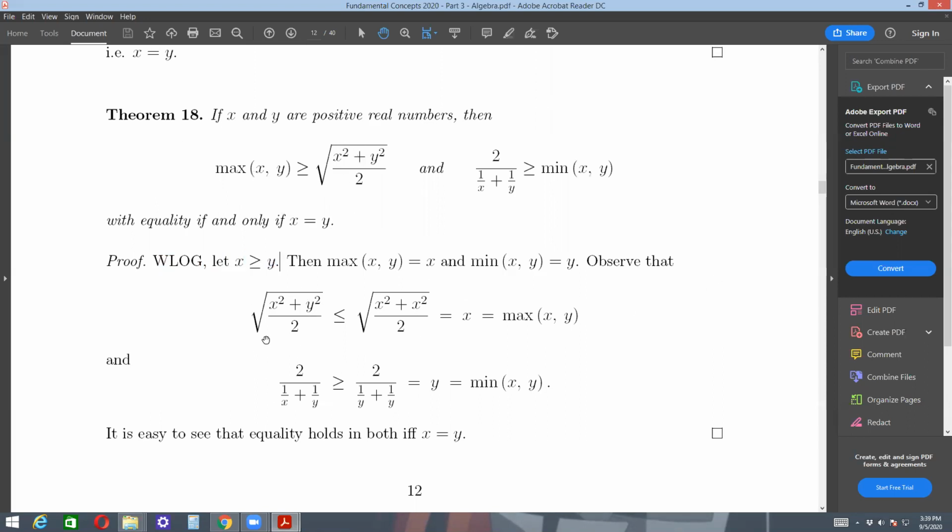Now, if we take the quadratic mean, this is the quadratic mean. Now, x is greater than or equal to y. It means that y is less than or equal to x. So if I replace y with x, I get something bigger, well, bigger than or equal to. So this thing would be less than or equal to this thing. And this thing just simplifies to x, right? Because 2x squared divided by 2 is x squared, and I take the square root, I get x.